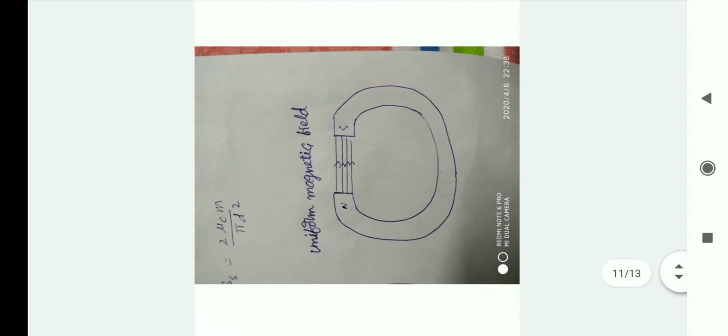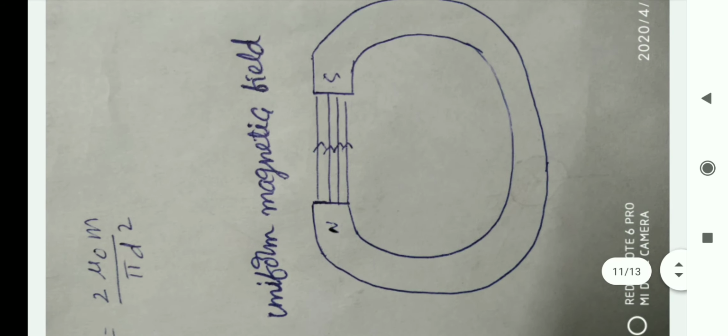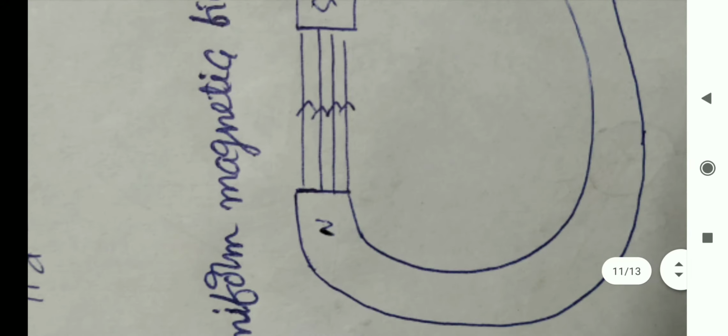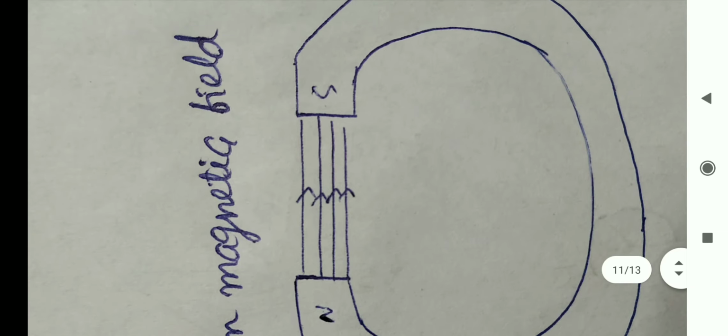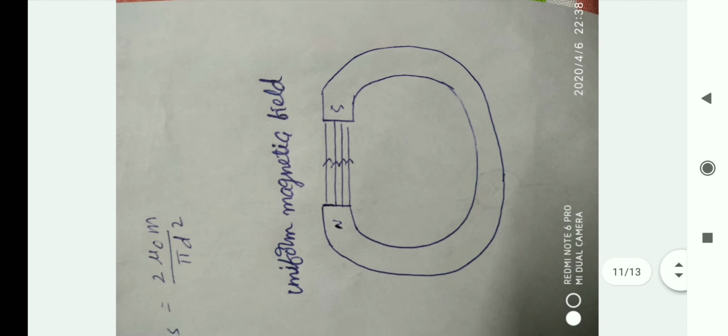Another example to get a uniform field is the horseshoe magnet. Between the poles, if you observe, we get almost parallel lines. At the edges the magnetic field shows a little non-uniformity, but exactly between the north and south poles it shows a uniform field, parallel lines and equidistant. This is an example for a uniform field. That is the reason whenever they require a uniform field, they use a horseshoe magnet.